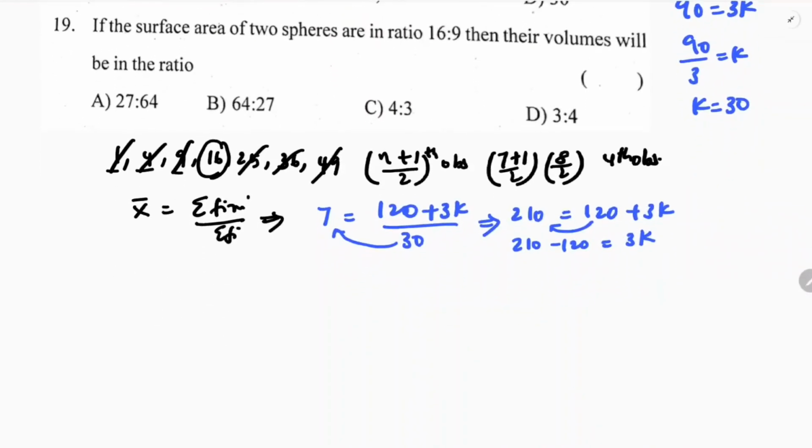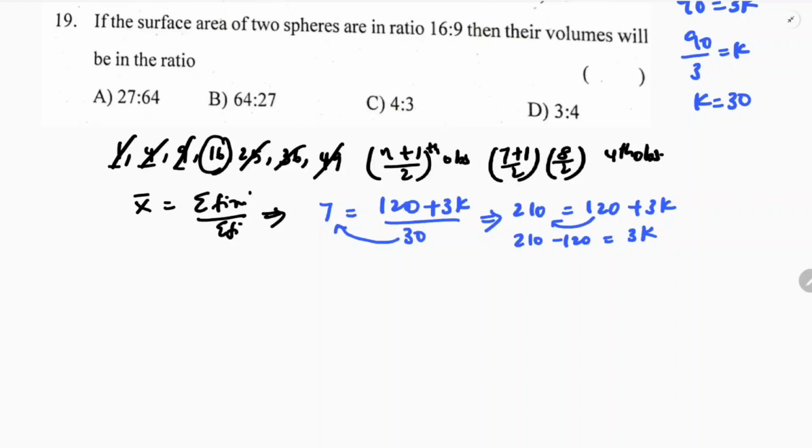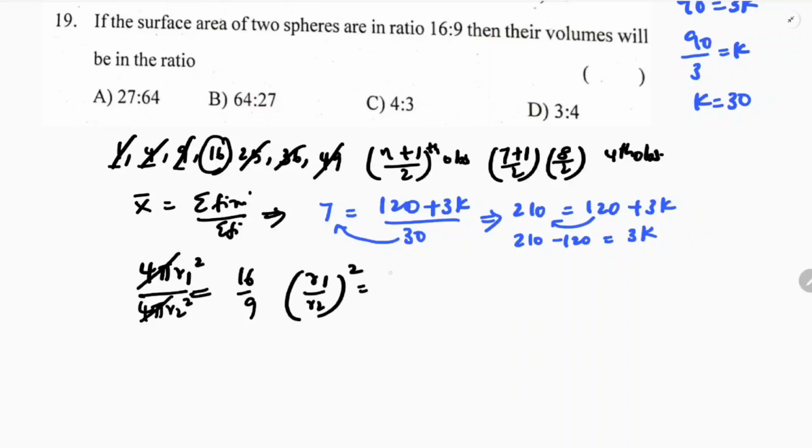Next one, the surface area of two spheres. Surface area of two spheres. So for the two spheres, I'll consider 4 pi r1 square by 4 pi r2 square equals 16 by 9. 4 pi and 4 pi cancel. So r1 by r2, if I write whole square, equals 16 by 9. So if I transpose the square, r1 by r2 value is under root 16 by 9, which is nothing but 4 by 3.